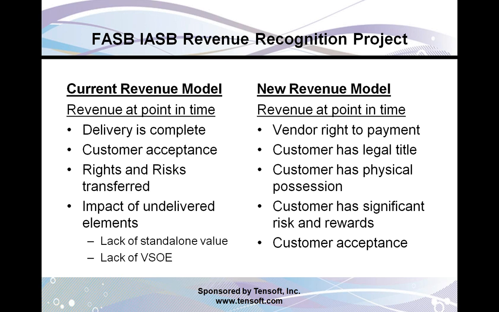Deliveries complete in our current model. The customer's accepted. We've transferred the rights and responsibilities. Under the new model, the vendor's got a right to the payment. Customer has legal title and physical possession and the rights and rewards and has accepted. So those are a little more consistent and similar than our criteria for revenue recognized over a period of time.